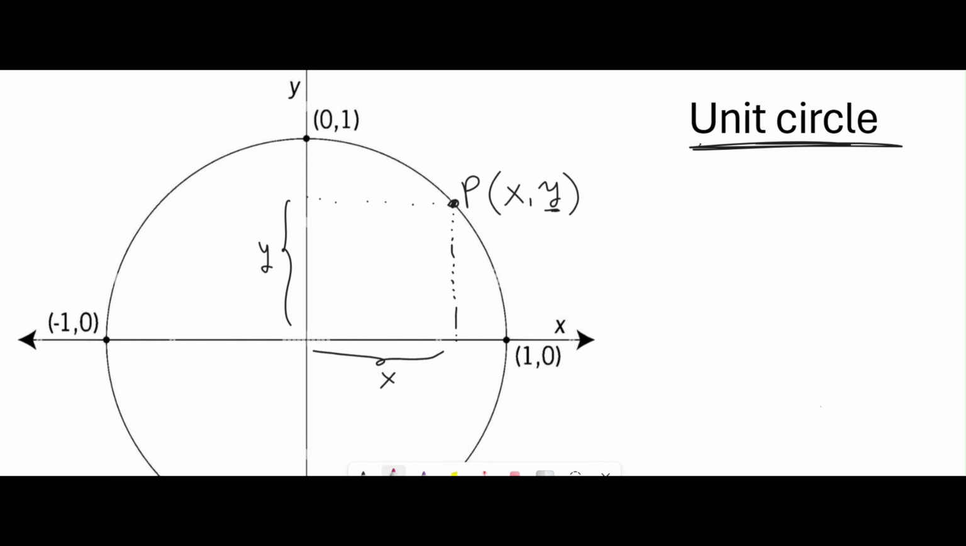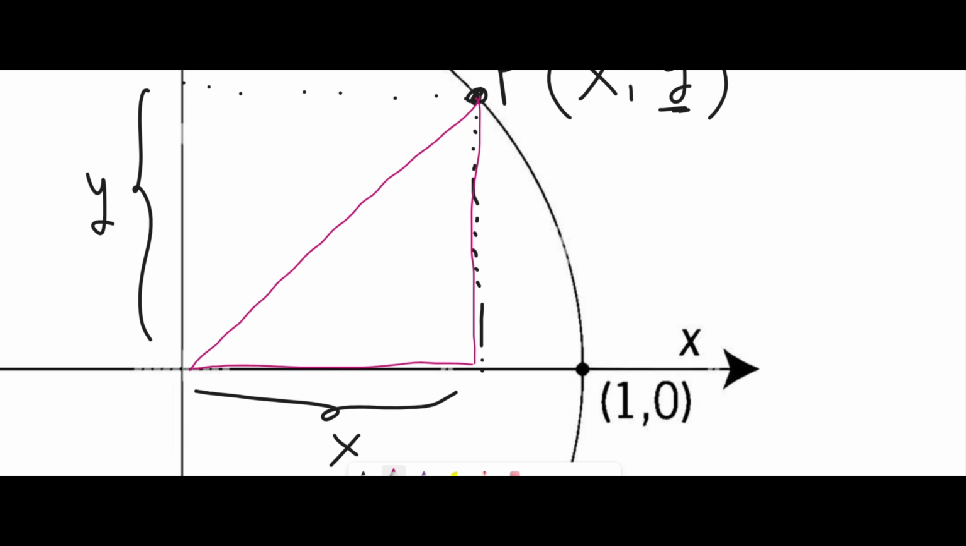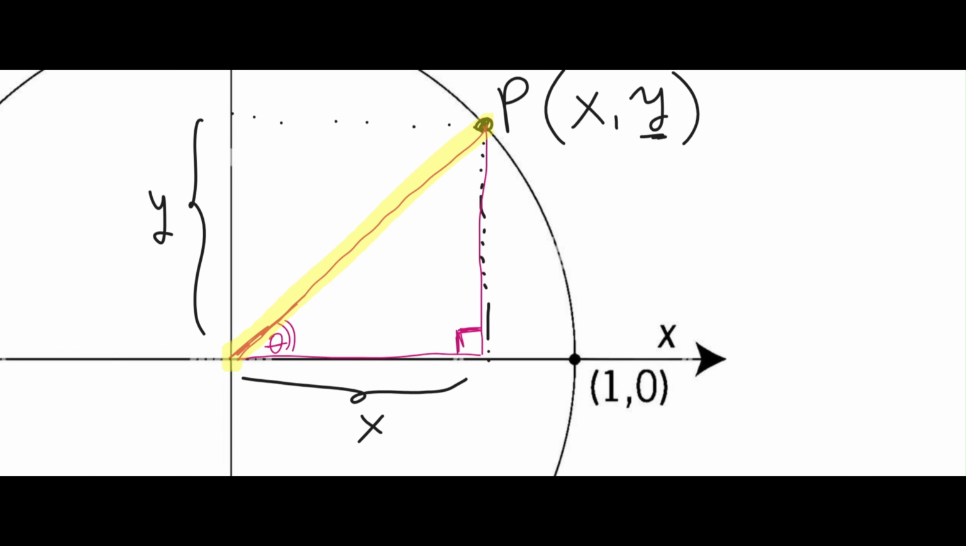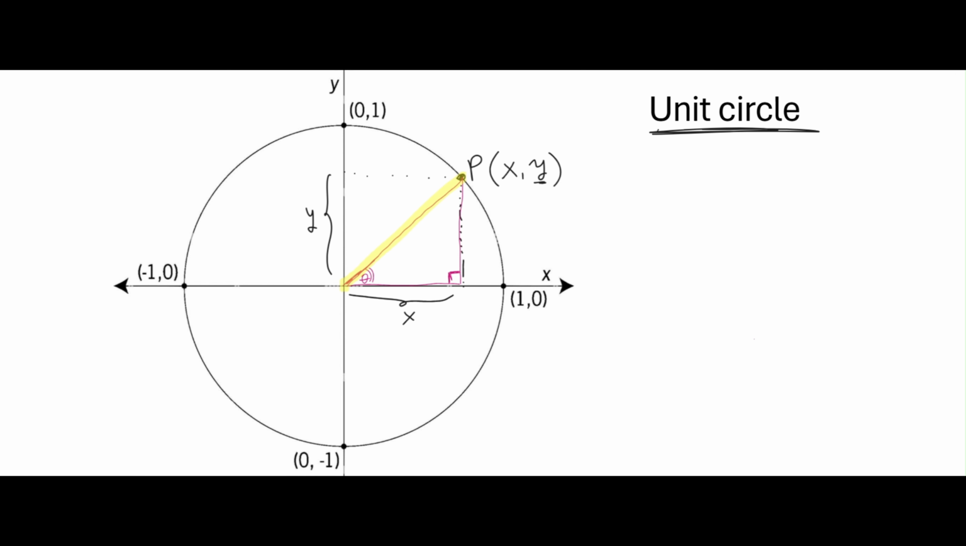Now, if we have a right angle triangle that goes from this point to the origin, and we assume that here is the unknown angle, the one that we are looking at. Let's mark it with theta. No problem. We have a right angle over here. What is the length from the center of the circle to point P?